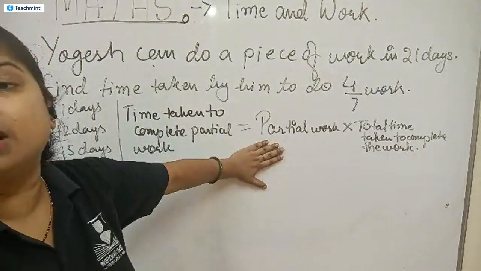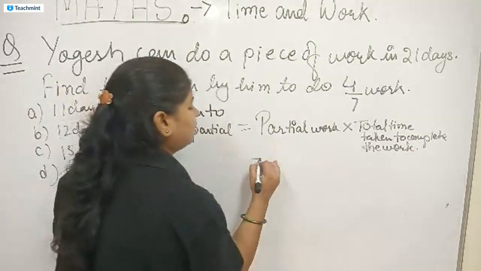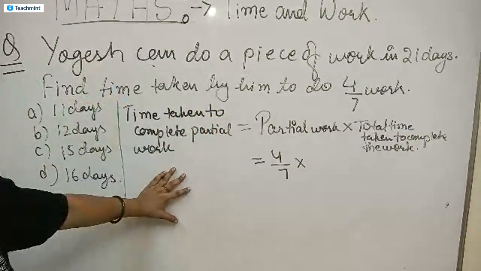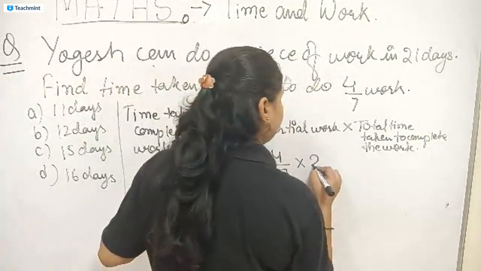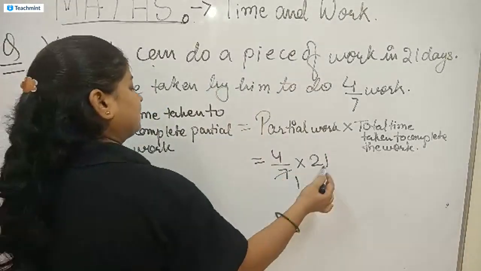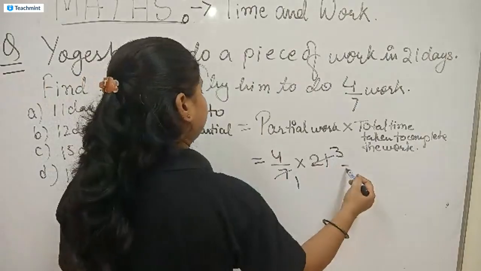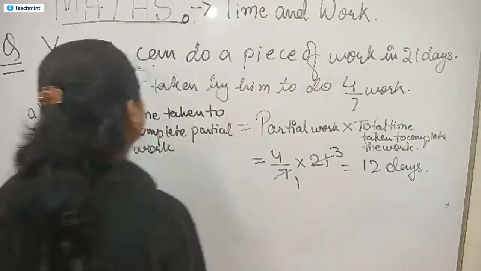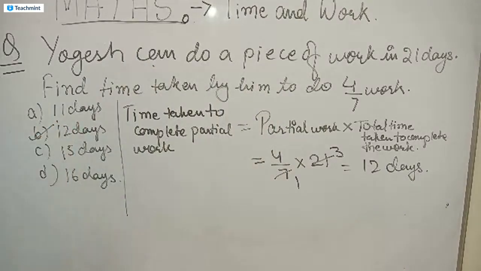Partial work, how much work is being done in the question? 4 by 7. Total time taken to complete the work? 21. Now just solve it. 7 1 is 7, 7 3 is 21. 4 3s are 12 days. Answer is option B.